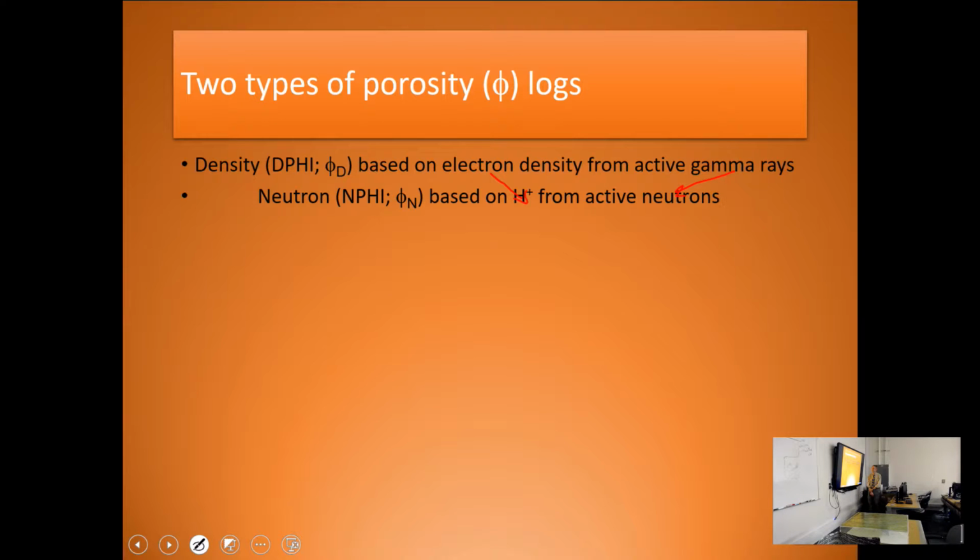Okay. And so, yes, if we're looking at hydrogen ion density, well, then we're looking for the stuff that's not, so to speak. One is looking for what's there, one is looking for what's not there. You kind of get the philosophical way of looking at it. So we're assuming that all the hydrogen is going to be in the water, or oil, or gas, but we have to know which is which.